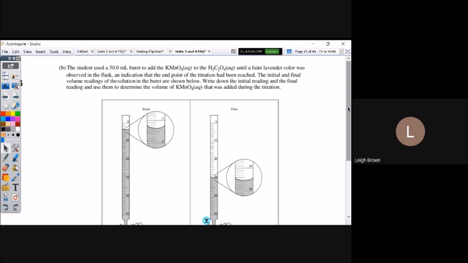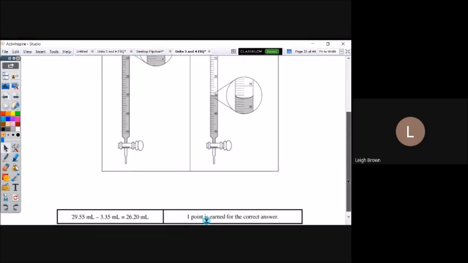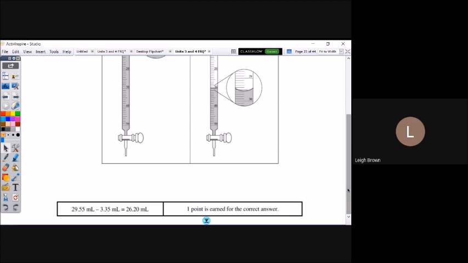All right, hopefully you're coming up with 2 decimal places. These unmarked graduations are 0.1 milliliter, and so to say how specific the volume is, we need an extra decimal place. So the answers here, and again, we're estimating, 29.55 would be final minus initial 3.35. That last digit is estimated and could have been different numbers. As long as your subtraction was correct, you would have gotten full credit there.